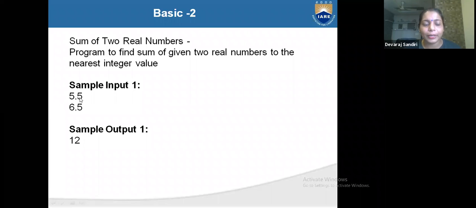5.5 plus 6.5: 5 plus 6 is 11, and 0.5 plus 0.5 is 1, so 12. If we give float here, 12.0 should come. But here we are giving integer, so we are getting 12.